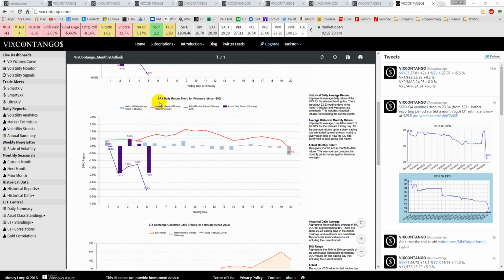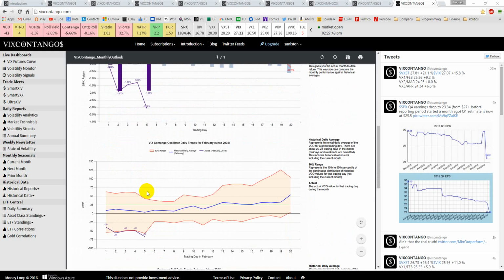We have a similar chart for the S&P 500, for the SPX. The red line is the average historical monthly return for the SPX for each day of the week. The blue bar is the historical daily average return. The purple bar is the actual daily return this February, and the purple line is the actual month-to-date return of the SPX.